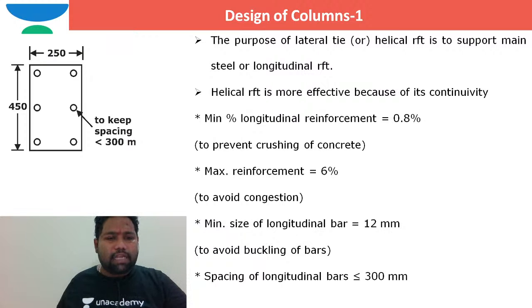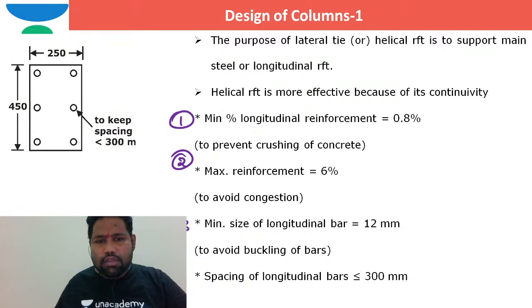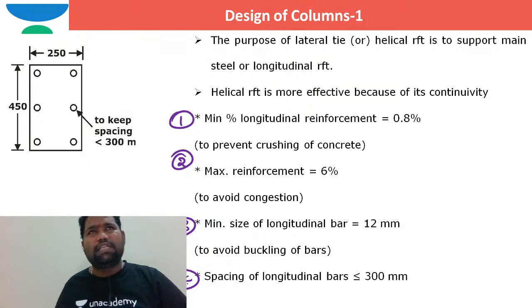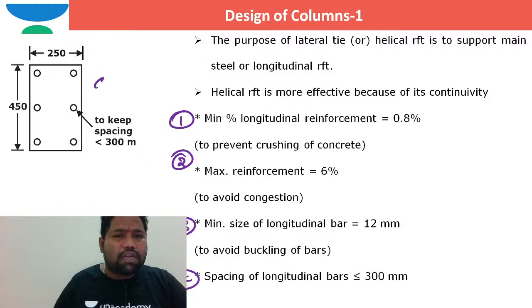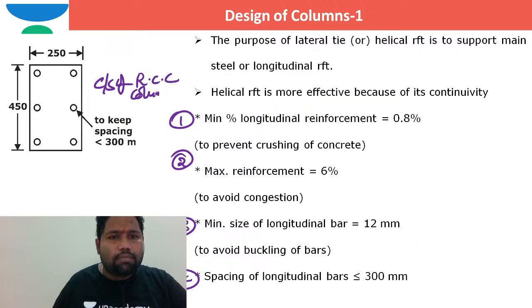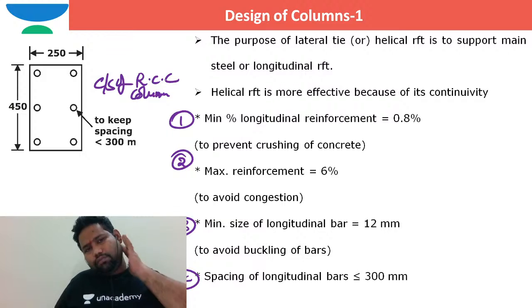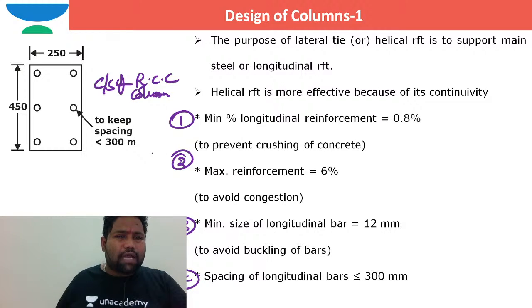So coming to the next one, the next specification. This is first specification, second, third. Coming to the fourth specification, the spacing of longitudinal bars in case of RCC column. Let us suppose this is the cross section of an RCC column. Now this is 250, this is 450.